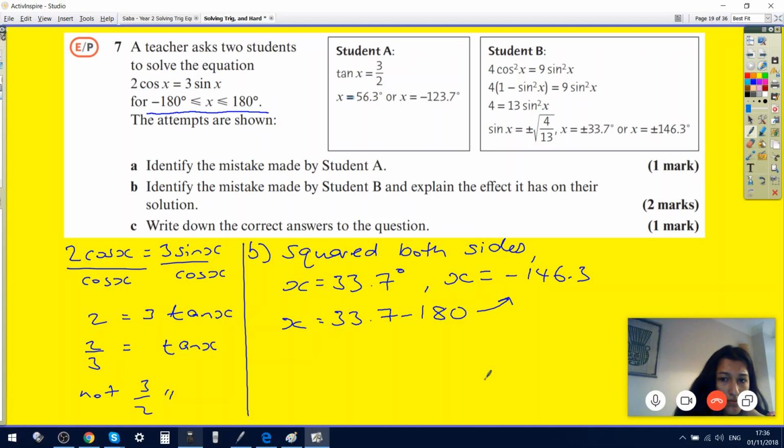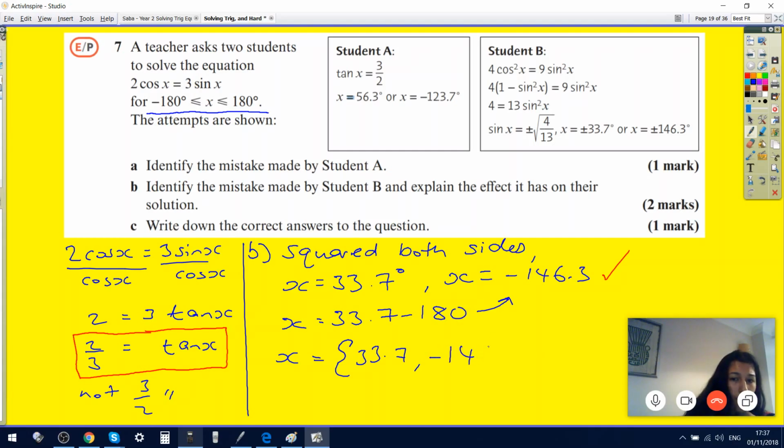So what answers did they give? What answers did we give? I swear the answers are right. 33.7 and minus 146.3. Okay, so those are our answers. What are their answers? Minus 33.7. Whereas we didn't get minus 33.7. So this is the equation. Tan x equals 2 over 3. So shift tan, x equals 33.7. You could do plus 180, but that's outside the range, and so minus 180 gets us another one inside the range. So our two answers. Oh, okay.